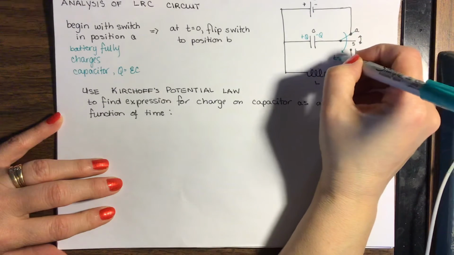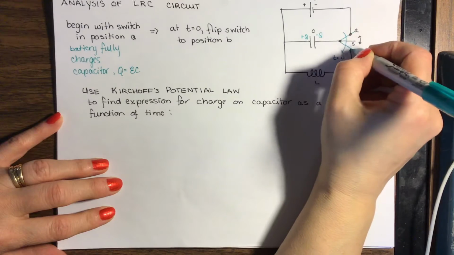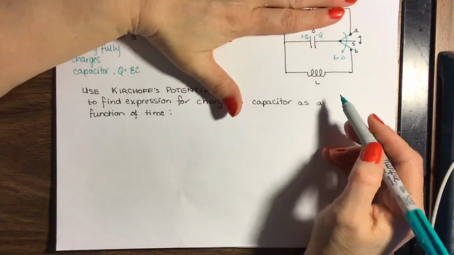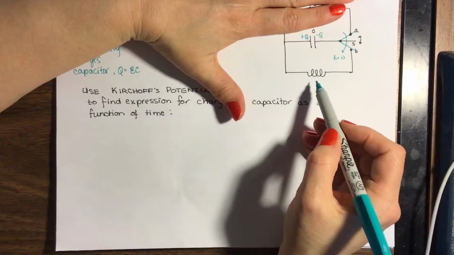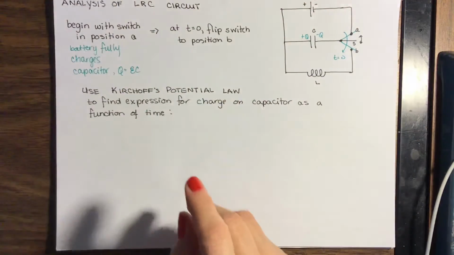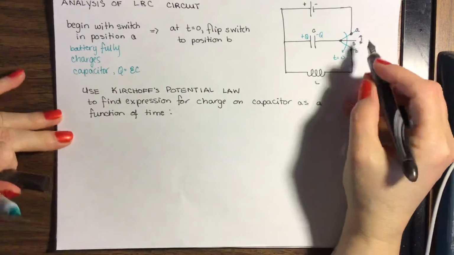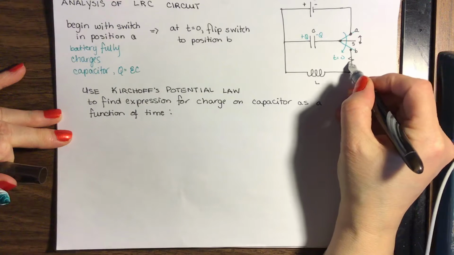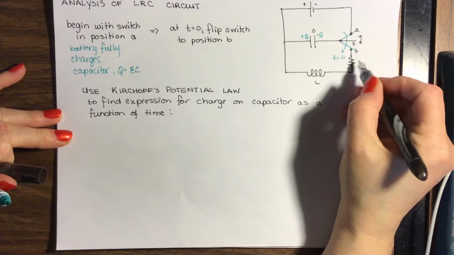So at t equals 0, we'll flip that switch. So then what happens is the battery is no longer connected, and I forgot to put a resistor in my circuit. I'm belatedly going to put that resistor in. Hopefully that's not too messy.